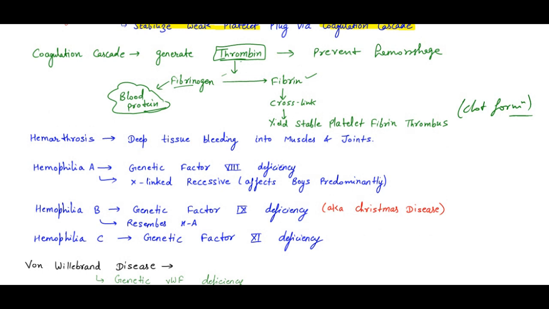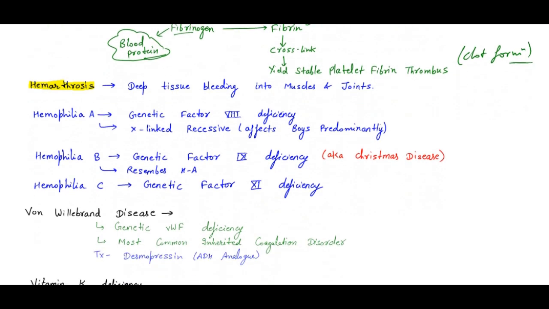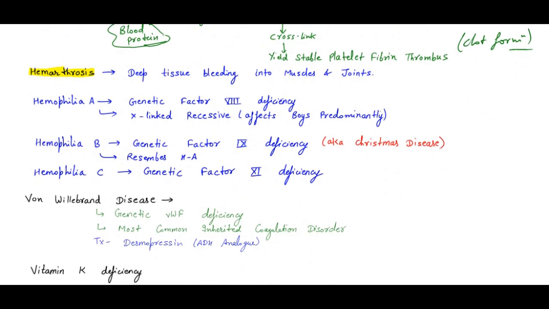Okay, so this is also a question: if you have a deficiency of thrombin, it can lead to hemorrhage. Then hemarthrosis: deep tissue bleeding into the muscles and the joints is hemarthrosis. Now remember for hemophilia, you need to remember something, but you don't need to remember everything.